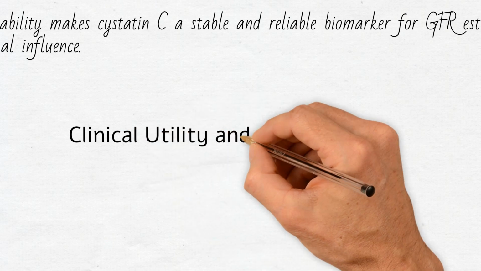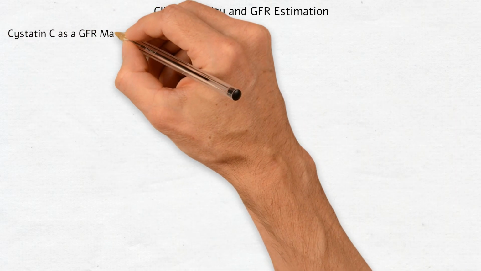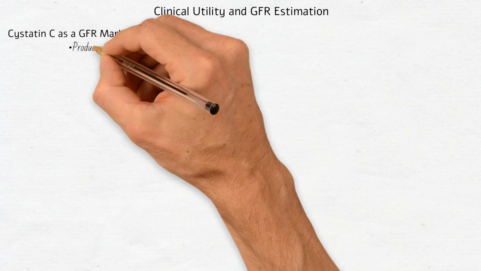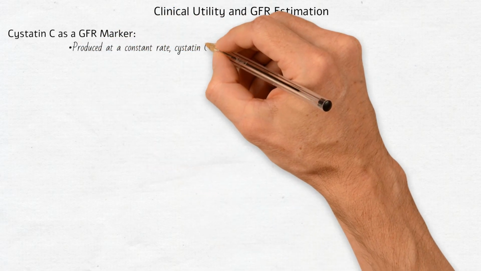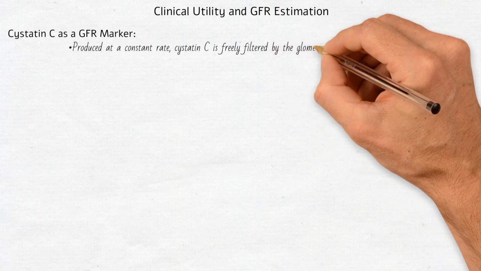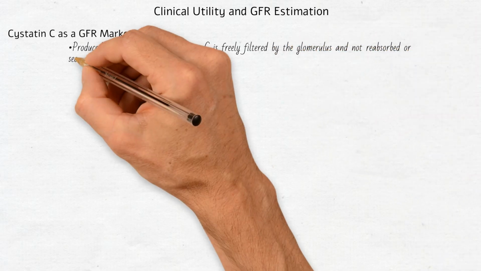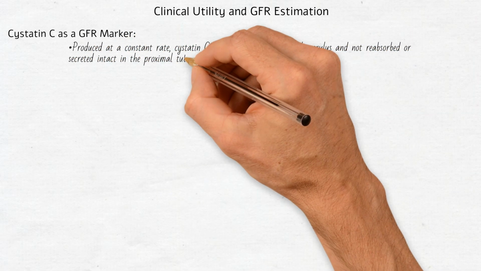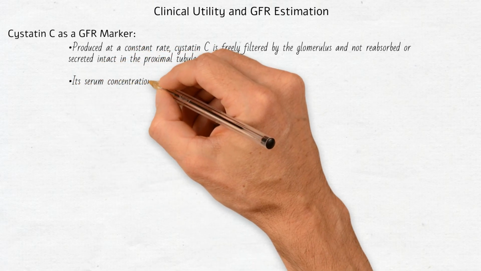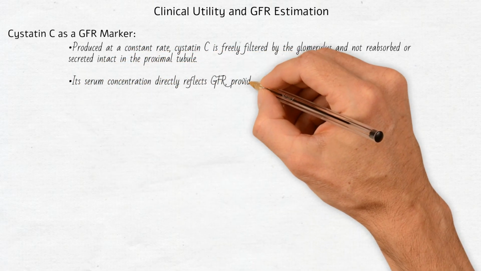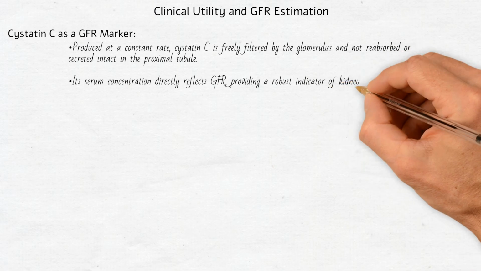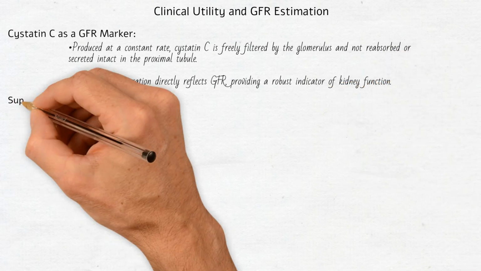Clinical utility and GFR estimation. Cystatin C as a GFR marker. Produced at a constant rate, cystatin C is freely filtered by the glomerulus and not reabsorbed or secreted intact in the proximal tubule. Its serum concentration directly reflects GFR, providing a robust indicator of kidney function.